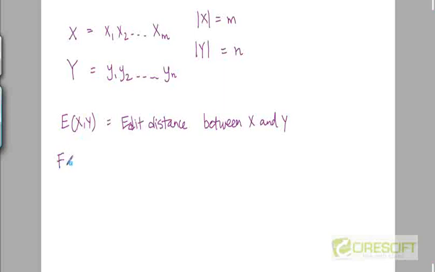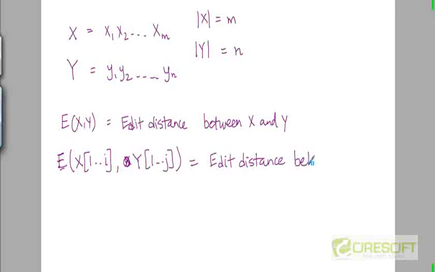Actually, more generally, just as we defined the Fibonacci number, let's take a prefix of x, the first i characters of x, and let's take the first j characters of y, and let's define a function called E, which is the edit distance between the first i characters of x and the first j characters of y.